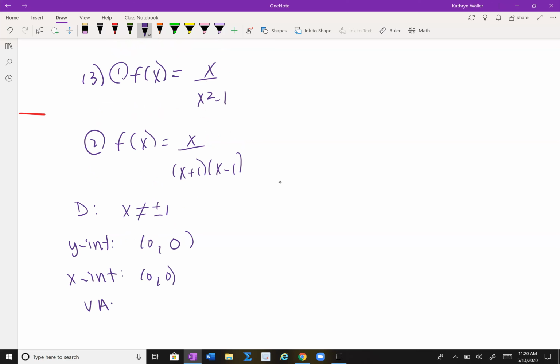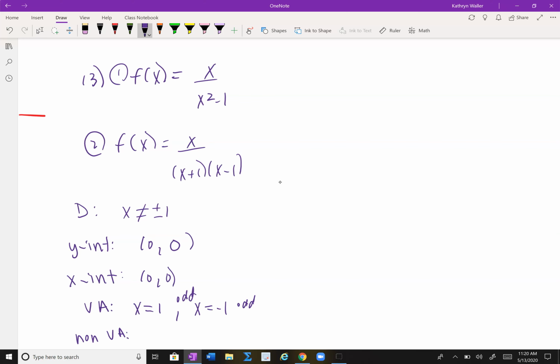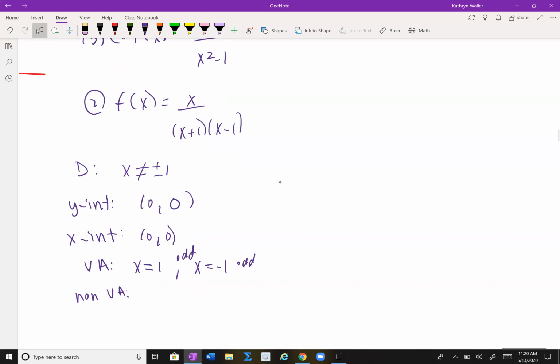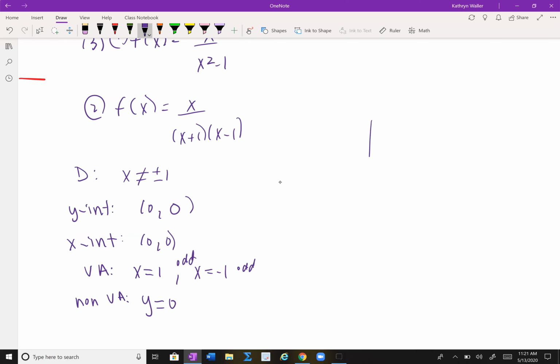Vertical asymptotes come from the bottom. You have x equals 1 and x equals negative 1, and those are both odd. And then I don't like how it says horizontal, so I'm just going to say non-vertical because that's what they call it. So if you go biggest over biggest, here in equation 1, the bottom's bigger, so that would be y equals 0.